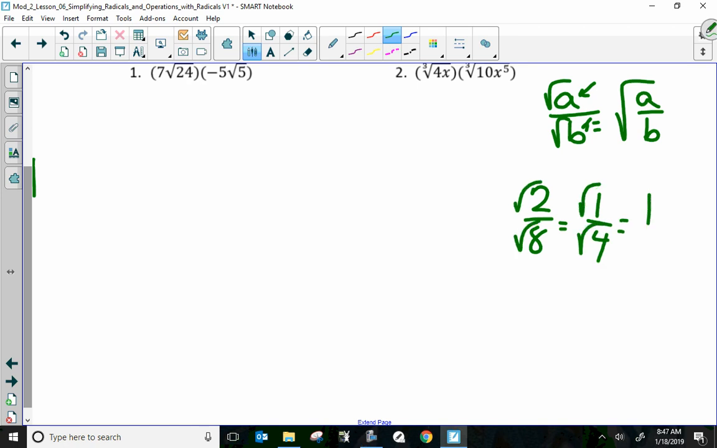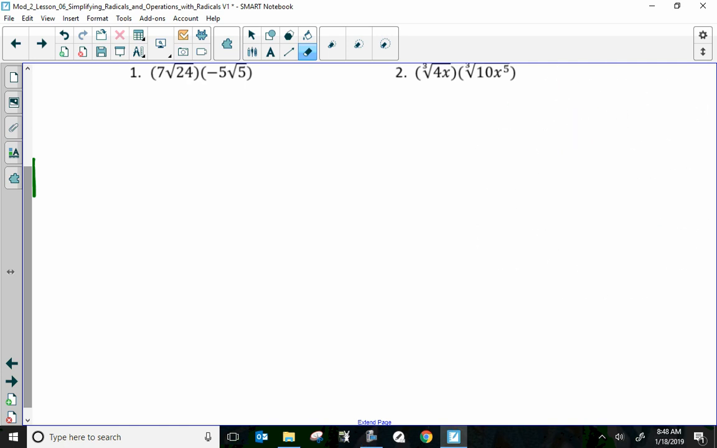The square root of 1 is 1. The square root of 4 is 2. So I can multiply and divide with radicals just like I would if the radicals weren't there. But please make sure, if there is a radical there, when you divide, you still need to keep your radicals. Same thing with multiplication.